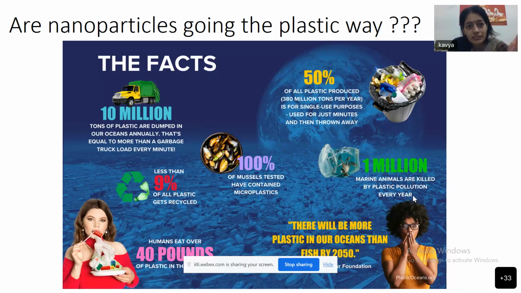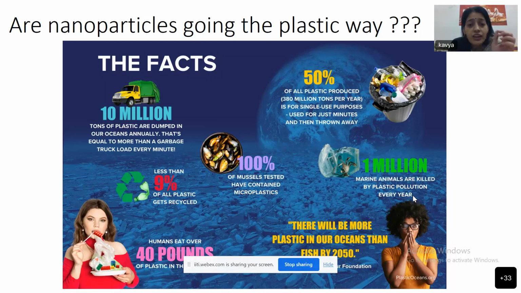Nanoparticles are mostly single use only. We just release it in the soil. We just apply it as a coating. One time we do it, we do not recover it back. So nanoparticles are mostly for a single use. Then, less than 9% of plastic is recycled, and nanoparticles we can't even recycle.